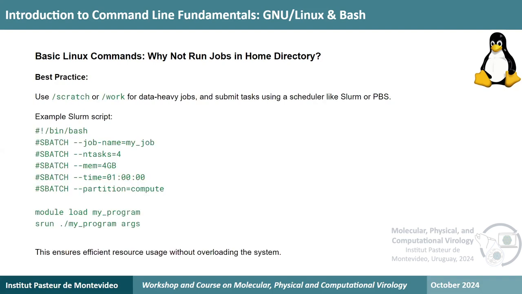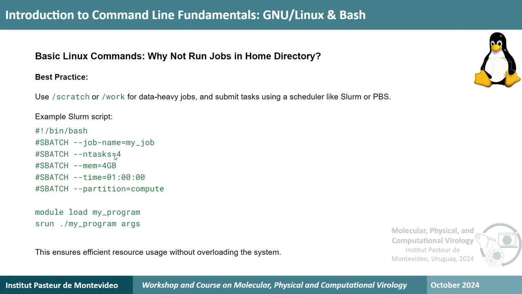So here's an example of a basic Slurm job script. Let's break it down. The first line is called the shebang. The shebang tells the system to use the bash shell to run the script. That's all. Then the second line sets your job's name, in this example, my job, making it easy to identify in the job queue.